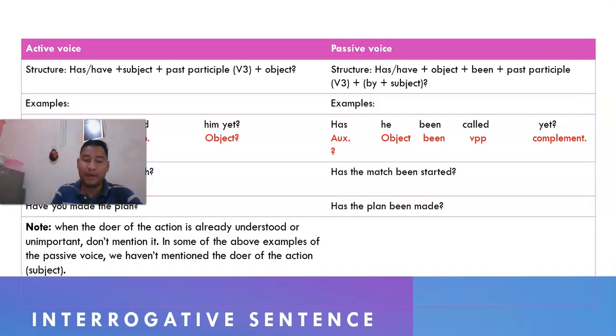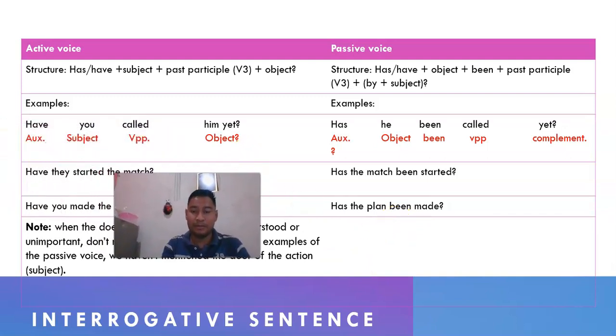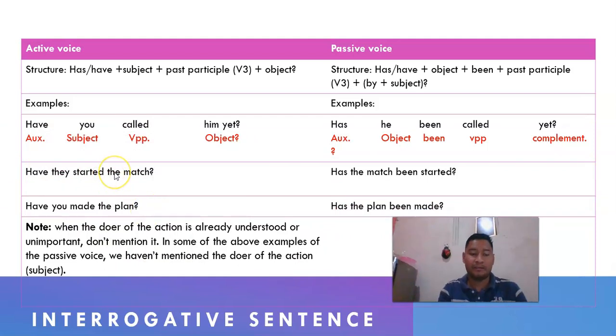Oh, no. Now I will talk about the interrogative sentence. And we can see that now the auxiliary have or has starts the sentence. It's like the question mark in Spanish. But in this case, we use the auxiliary have. Has or have plus subject plus participle plus object.